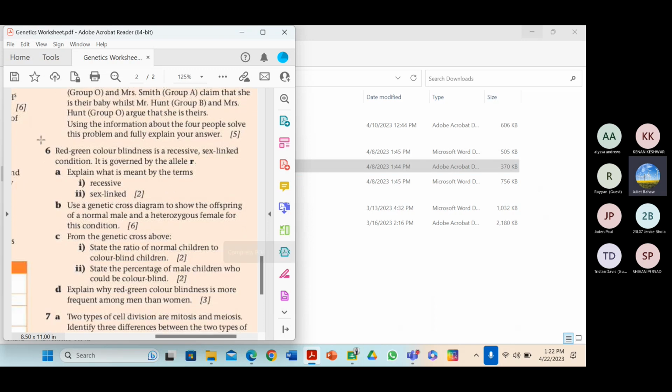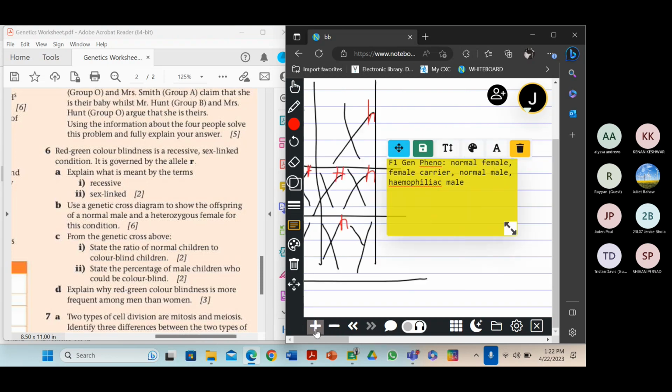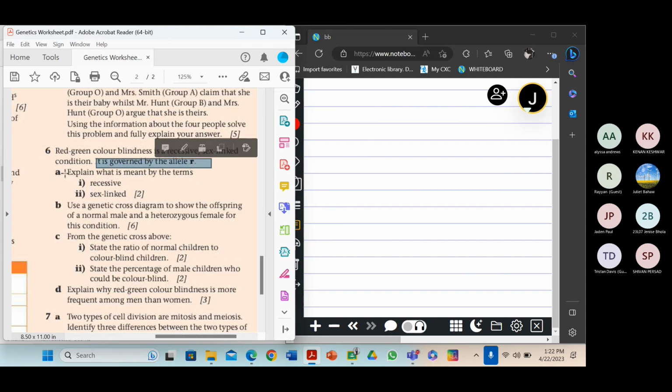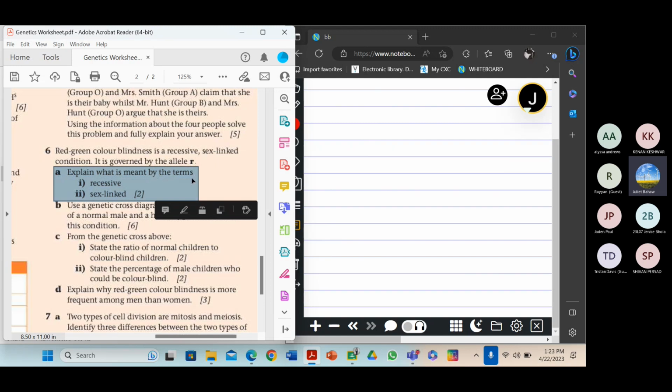All right, so let's move to question 6. Now, the two types of sex-linked diseases that they can bring will be hemophilia and color blindness. Now they call it red-green color blindness. That's the name of the disease. It's also a recessive disease, a sex-linked condition. It is governed by the allele small r. So again, they're always asking you what is meant by the terms. So one, what does recessive mean? I want someone to tell me. Jaden, what is recessive?